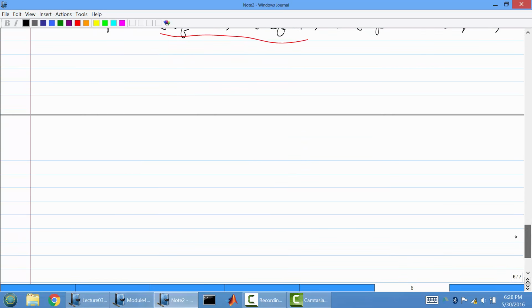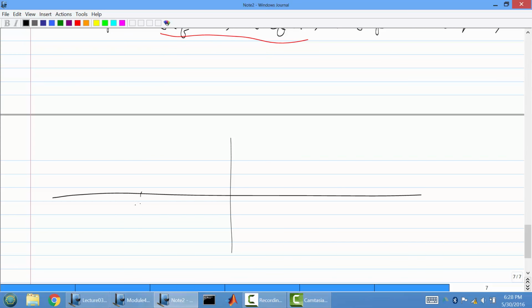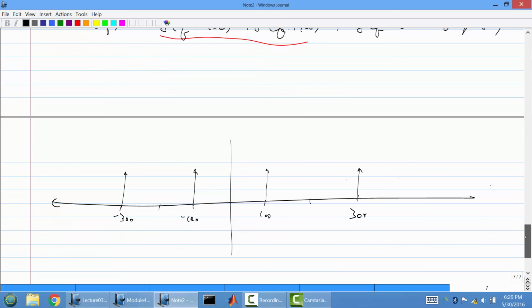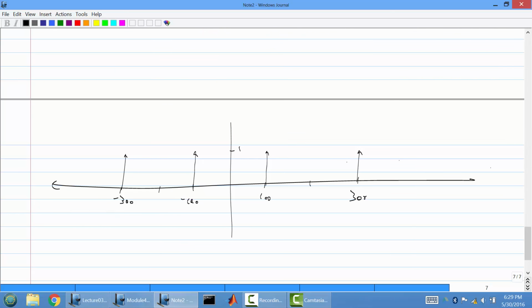Okay, so the original spectrum looks like this. So we have minus 300, minus 100. This is not to scale. Actually, let me just draw this again. So if this is 300, this is minus 100, 100, 300. And then we just have impulses that are just like that. Pretty sure it's just one. Okay, so this is what the original spectrum looks like.